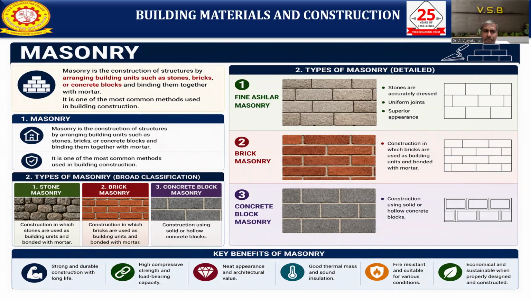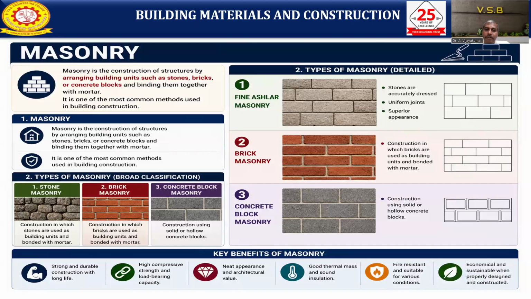Without masonry, we can't do any type of construction, whether stone masonry, brick masonry or concrete block masonry. So here we have three types of masonry. One is stone masonry, the construction in which stones are used. The building material is stone and the binding is a bond with mortar. That is called stone masonry.